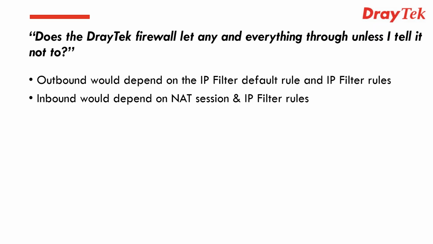So if there are IP filter rules specifically that would be matched that would block inbound traffic, then those IP filter rules would override it. But by default, there aren't rules to block inbound traffic. But most traffic would be unsolicited. All unsolicited traffic would be blocked already because there wouldn't be a corresponding NAT session.